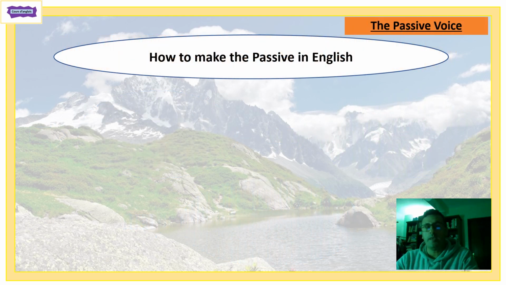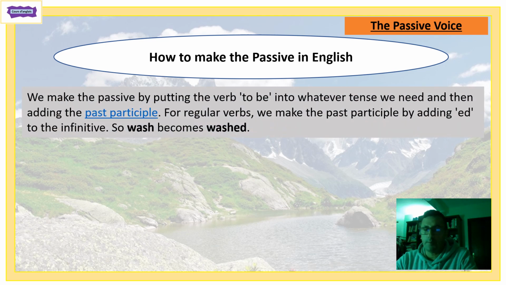Alors, how to make the passive in English. Je vais vous lire ça en anglais. Après, bien sûr, je vais vous traduire. We make the passive by putting the verb to be into whatever tense we need and then adding the past participle. For regular verbs, we make the past participle by adding ed to the infinitive. So, wash becomes washed. Je vais vous traduire ça en français, bien sûr.